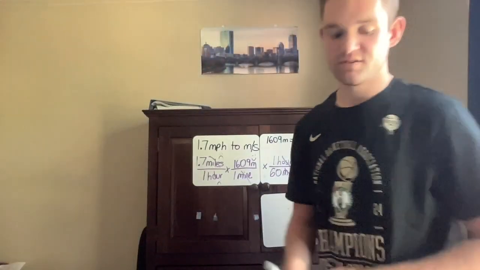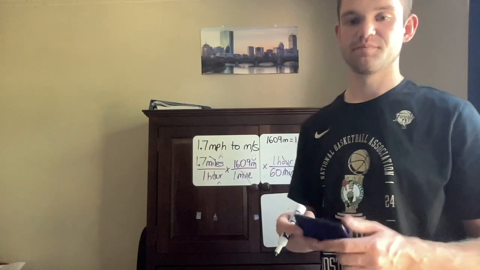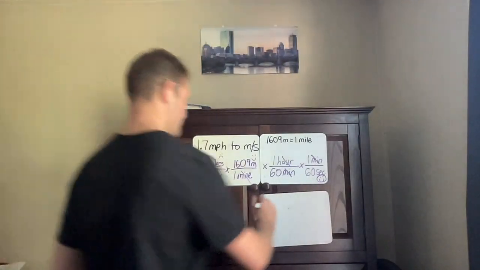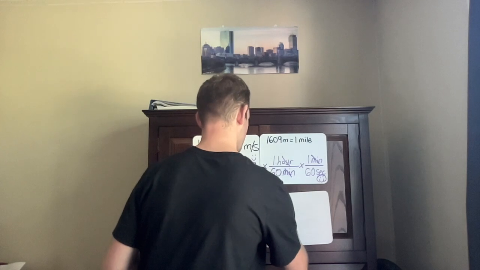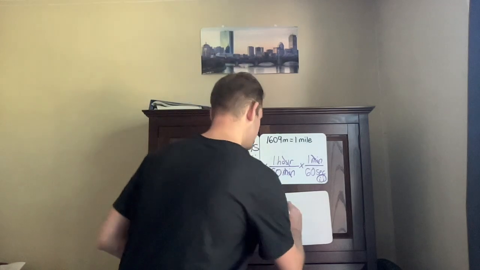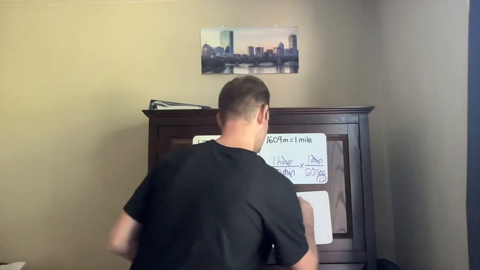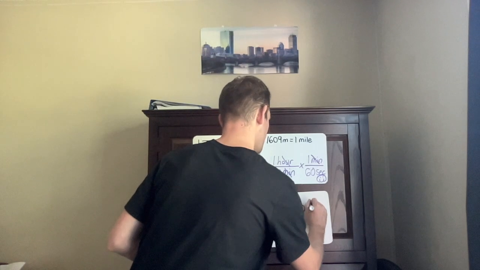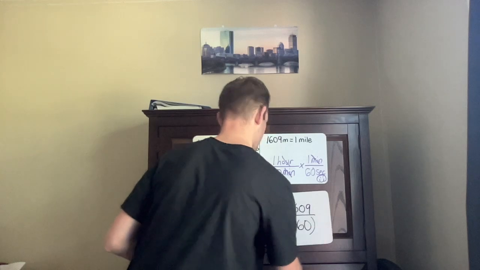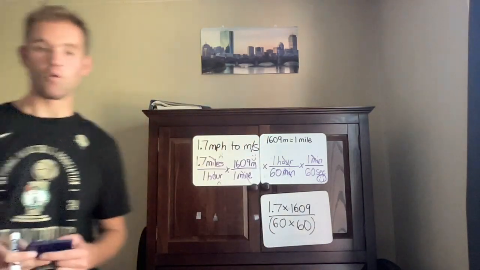Now this is where everyone struggles. This is the math part. So I'm going to take out my handy dandy calculator, and here we go. I'm going to take 1.7. Remember to multiply everything on the top together. So we're going to multiply by 1609. We're going to divide by 60 times 60 if you're doing this all in one step. Do not forget the parentheses or you're canceled.